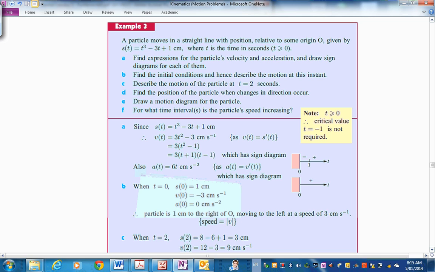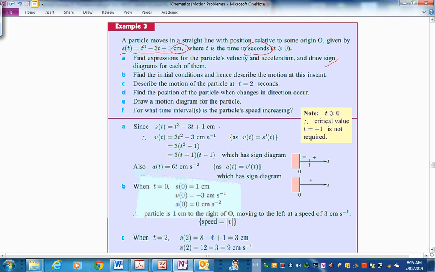Okay, so here we are. We've got a displacement expression up here. t is in seconds and the displacement is in centimetres. Okay, find expressions for the particle's velocity and acceleration. Draw sign diagrams for each of them.